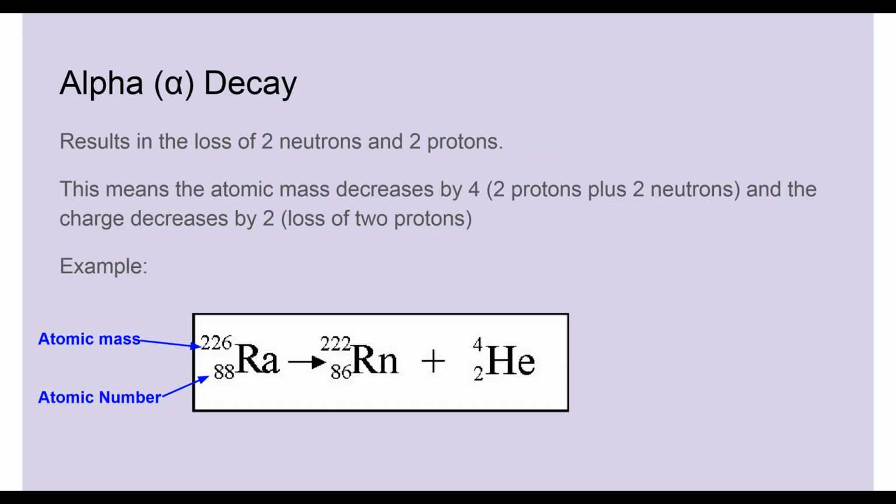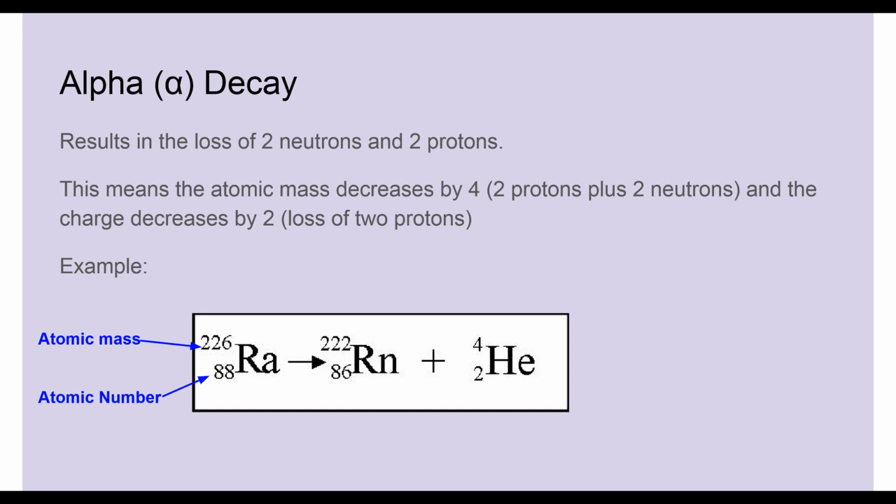So let's look specifically at alpha. And again, I've kind of been calling it alpha radiation and alpha decay, and those can be used interchangeably. Alpha decay is specifically looking at how things are changing. So here, alpha decay results in the loss of 2 neutrons and 2 protons. Okay, that's what we said just on the last page. This means the atomic mass decreases by 4, again, 2 protons plus 2 neutrons, and the charge decreases by 2, loss of 2 protons. All right? And those are positive, so losing 2 positive things will bring our charge down.